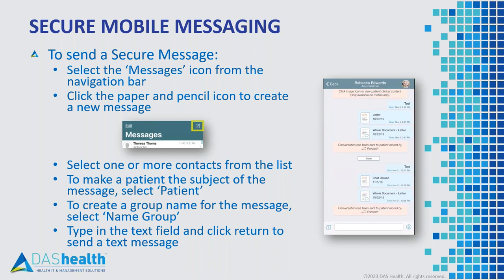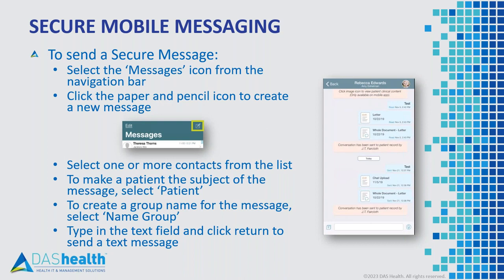Next, if they would like to associate a patient with the subject of this message, so it's specific to a patient, they can associate that patient's record. If a patient isn't selected, so if it's more of a generic chat that doesn't revolve around one patient, you can add a group name, and that can help to differentiate this message string from others.